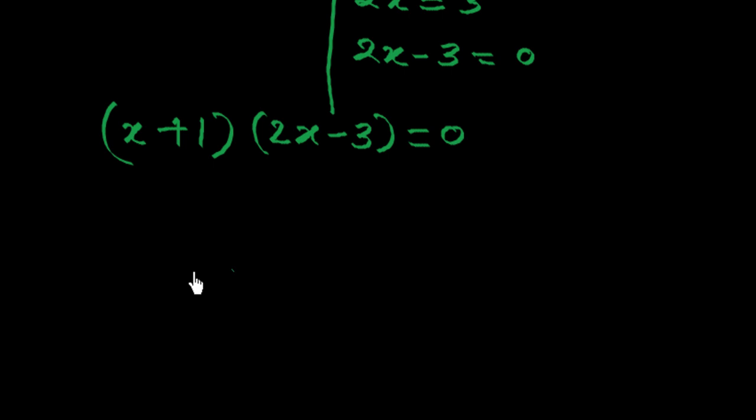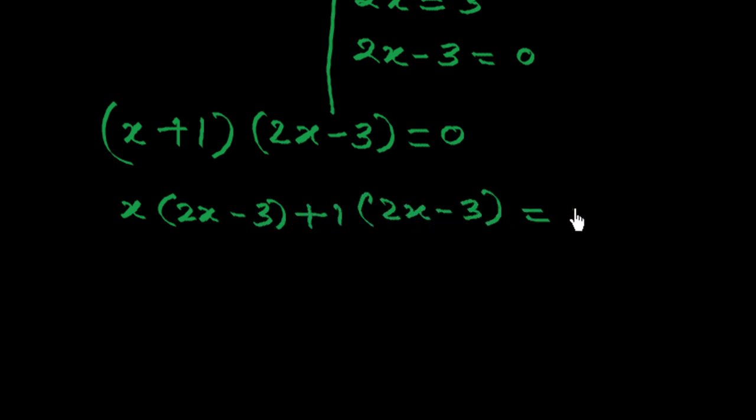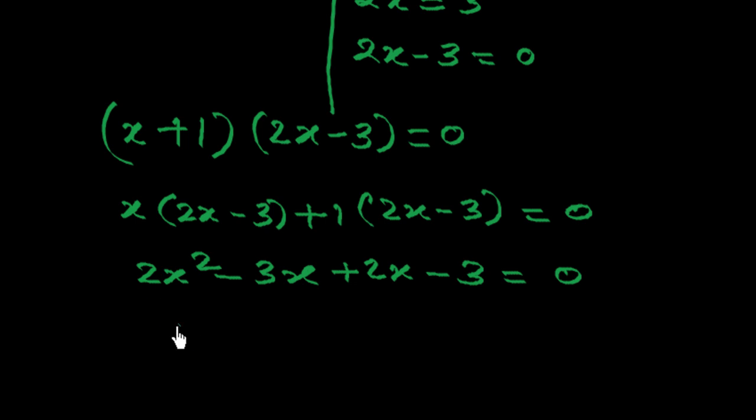So let us see what happens. We multiply this x by 2x minus 3 plus 1 by 2x minus 3 is equal to 0. So now x into 2x, which is 2x square, x into minus 3, which is minus 3x, 1 into 2x, which is 2x, and 1 into minus 3, which is minus 3, is equal to 0. Now we simplify this, 2x square minus x minus 3 is equal to 0, because minus 3x plus 2x is minus x. So in this way we get this required equation.